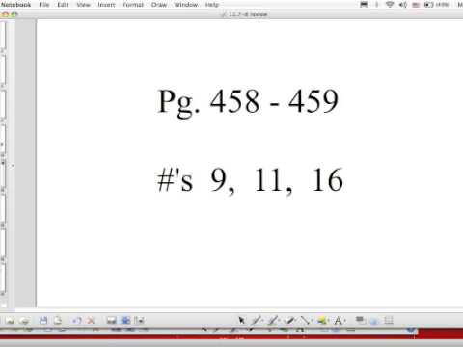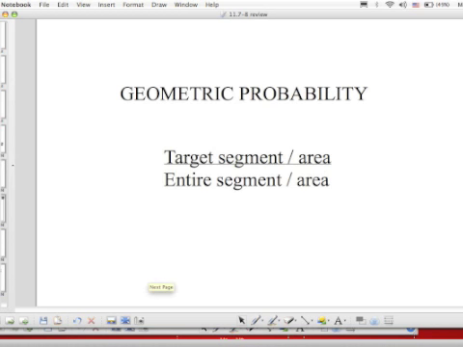On pages 458 through 459, some other problems I find interesting are numbers 9, 11, and 16. Be familiar with solving them. The next section that our test is covering is on geometric probability.